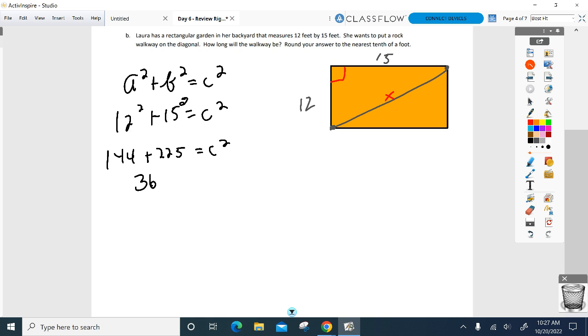369 equals C. I got to add them first again. 369 equals C squared. Now you can take the square root, read the directions. I don't need simplest radical form. I need nearest tenth of a foot. So take the square root.